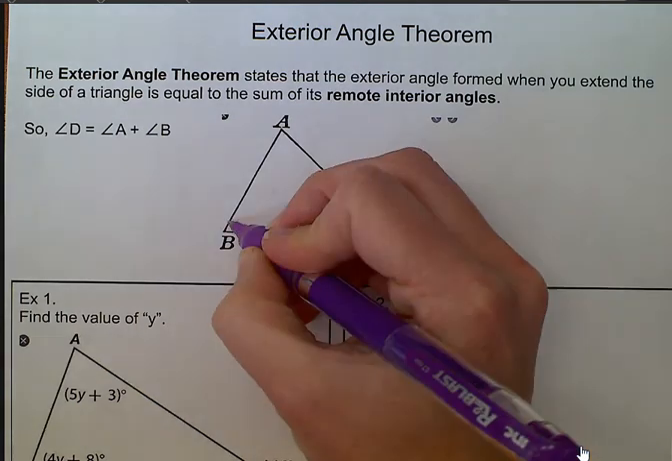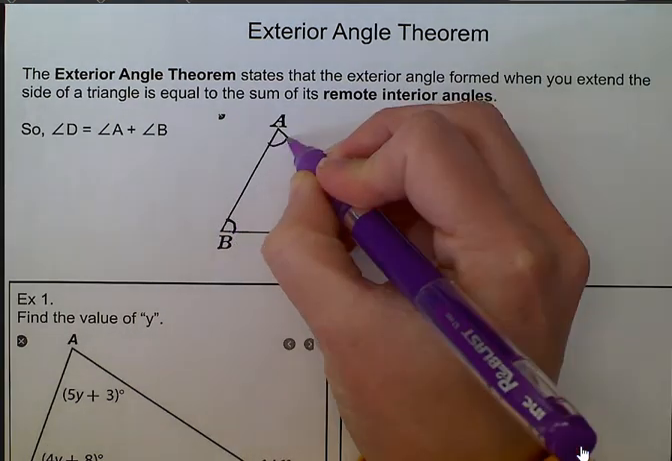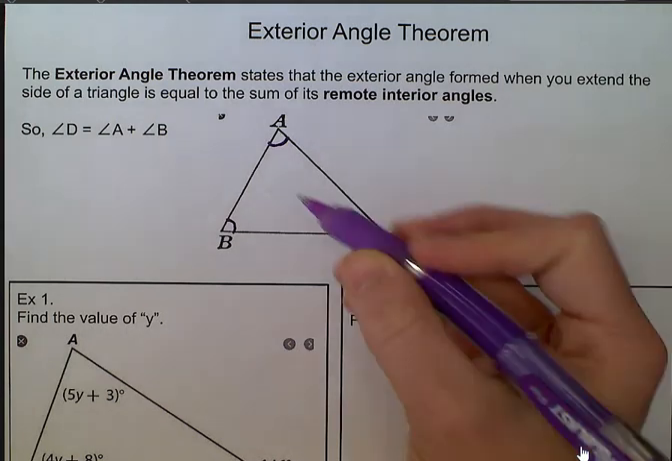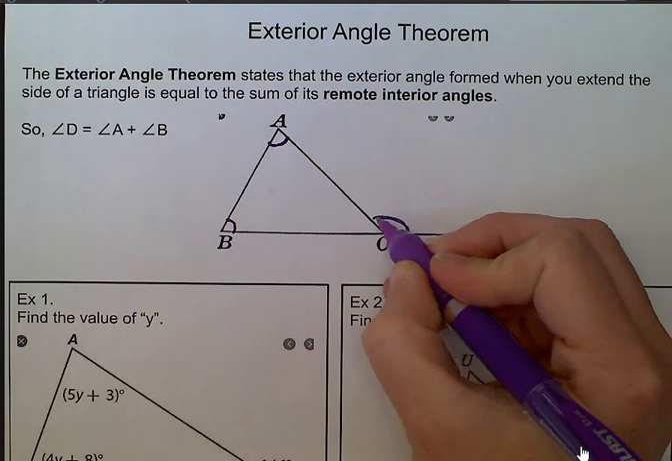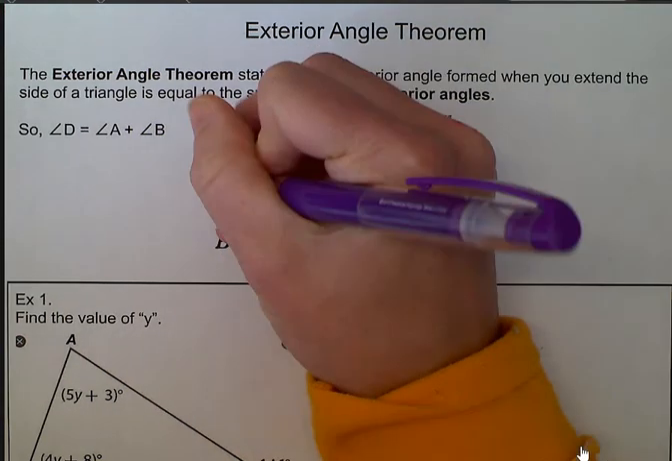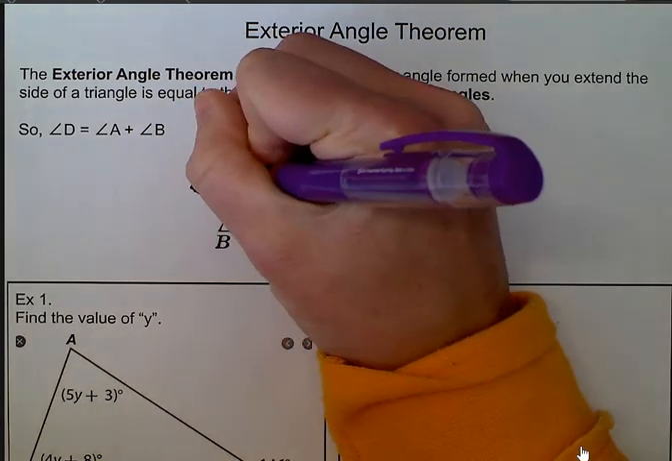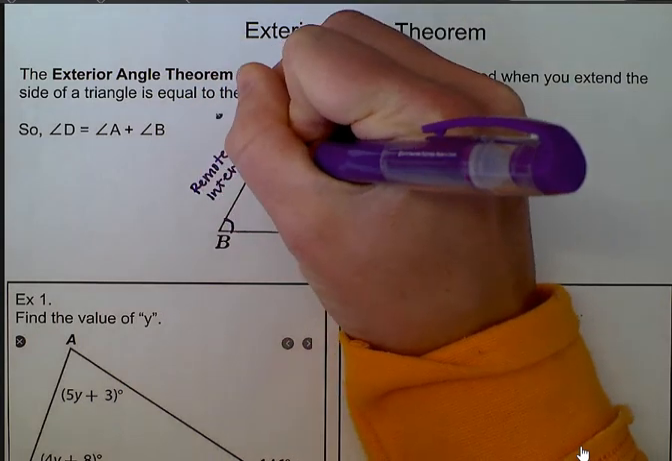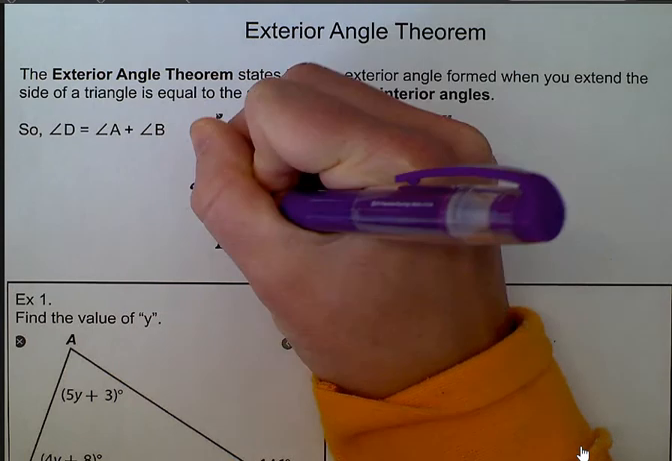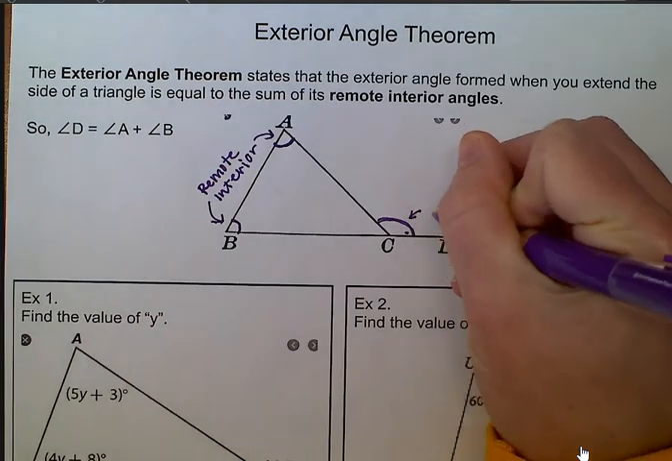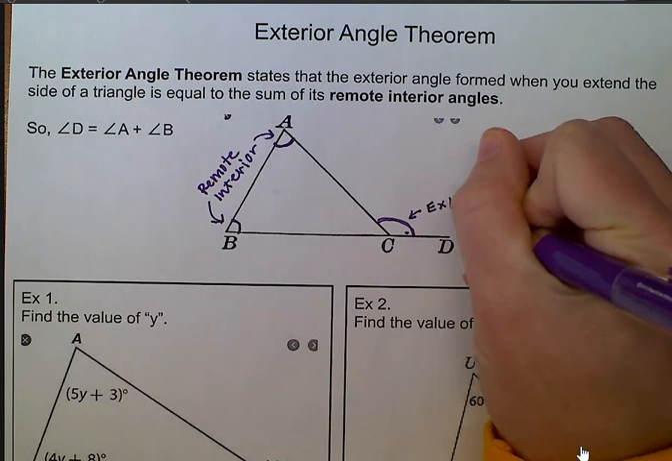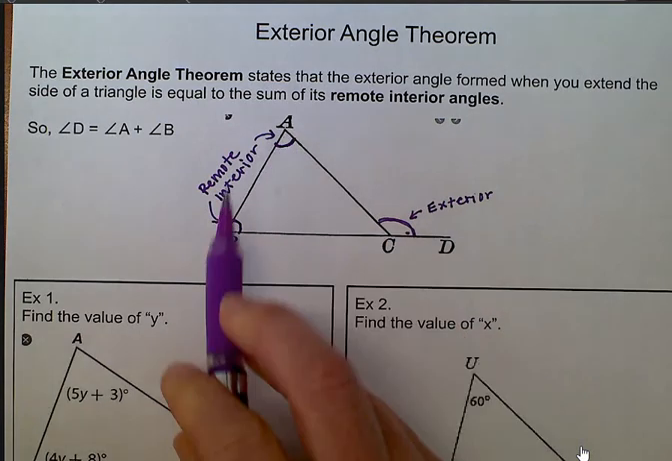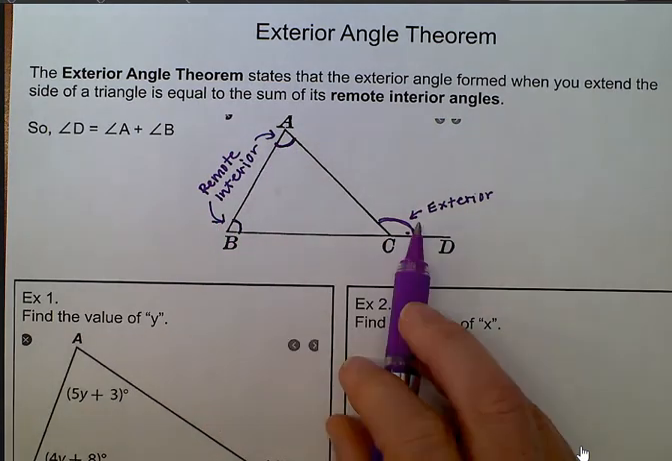So the two remote interior angles, they're interior because they're inside that triangle, and they're remote because they're way away from this exterior angle here. These two are your remote interior. And this one way out here is your exterior angle. So the sum of A plus B will give you D way out here.